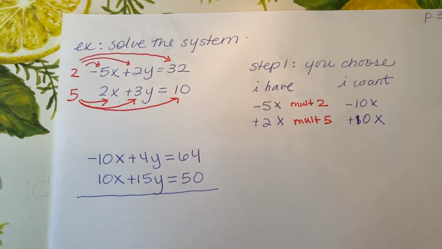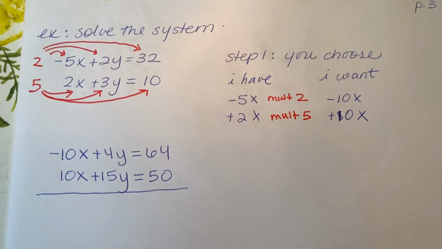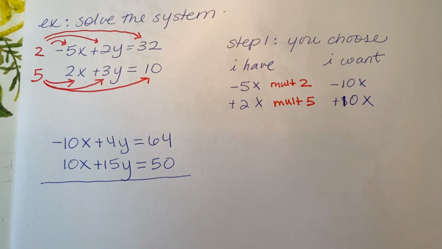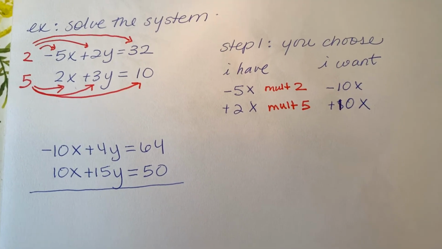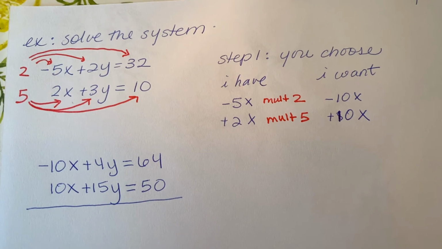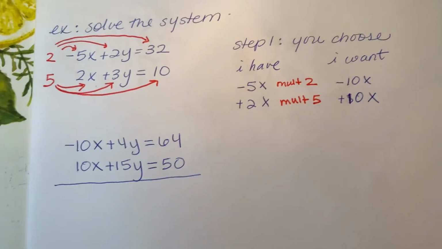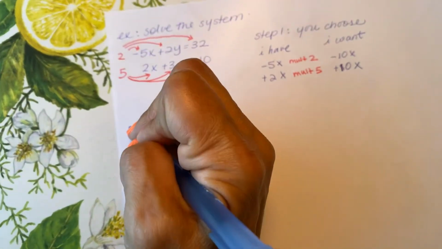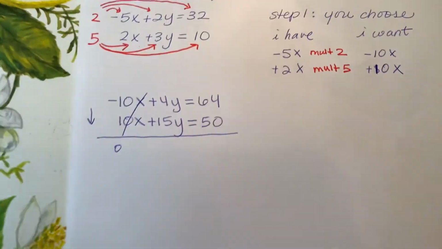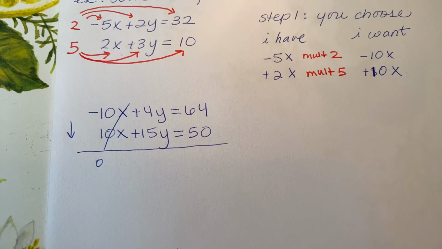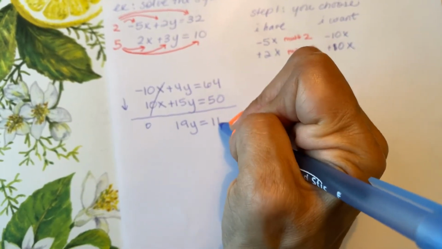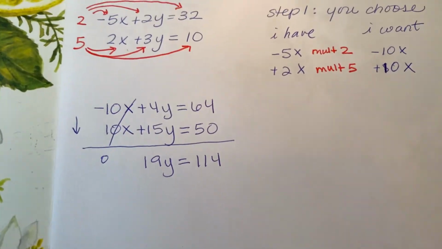So you can see that on the harder ones, when you have to manipulate both, it requires the most writing, but you're going to get your answer really quick. Linear combination or elimination does have its strengths. I don't mind it. It's actually pretty nice. Now I'm going to add vertically. That's step 2. Here are my opposites. Perfect. Now combine the rest: 19y is equal to 114.